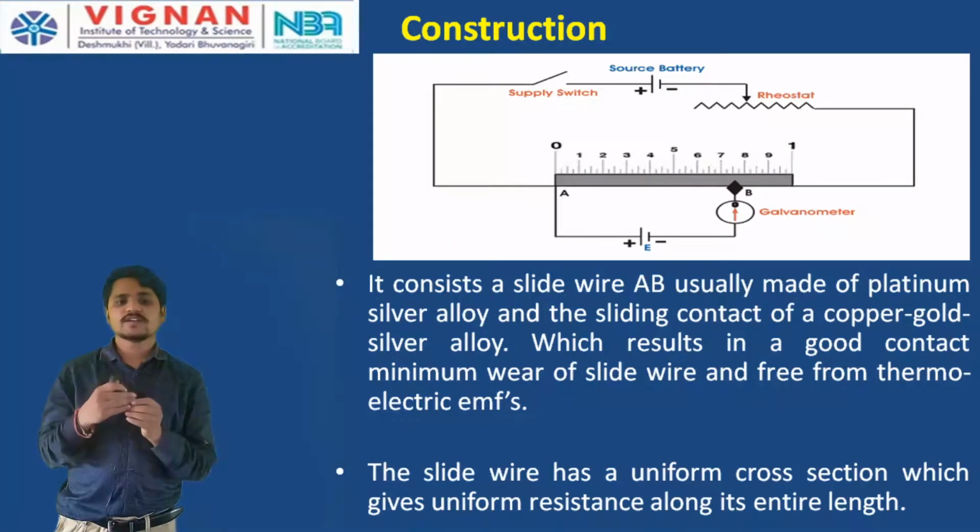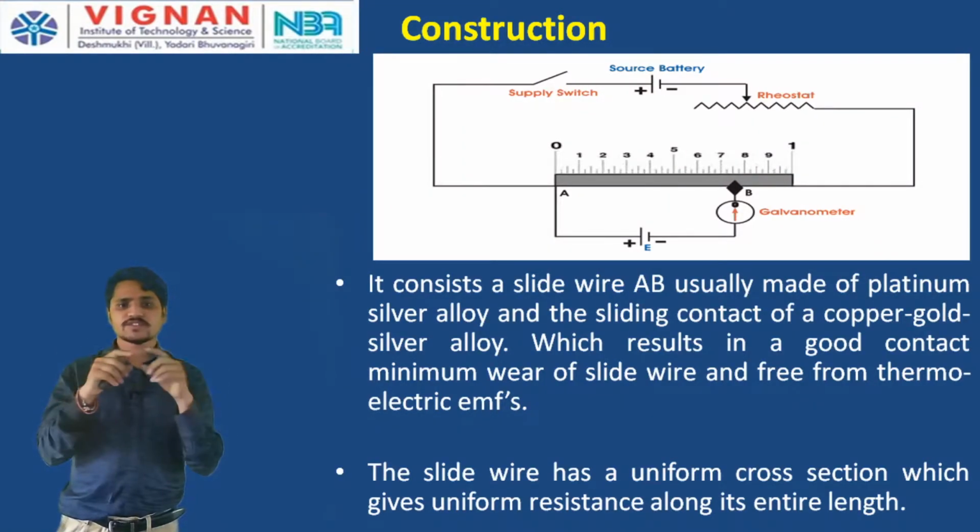So what is the reason behind using this copper gold silver alloy and this platinum silver alloy? It is to reduce the wear and tear of the slide wire instrument and to be free from thermoelectric EMFs. That means by using this platinum silver alloy and the copper gold silver alloy, a good contact with minimum wear of the slide wire and freedom from thermoelectric EMF is possible.